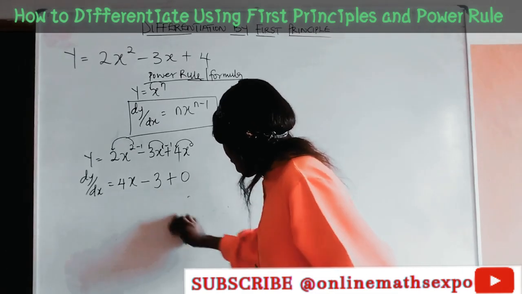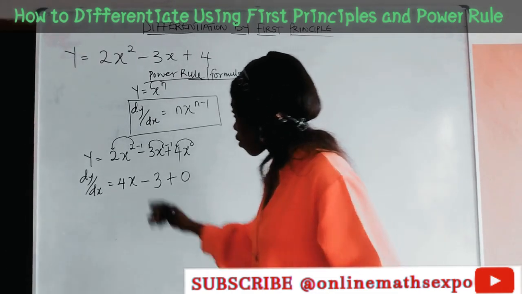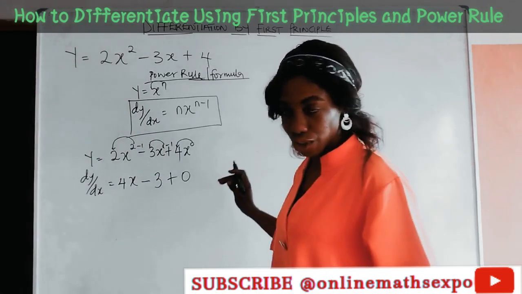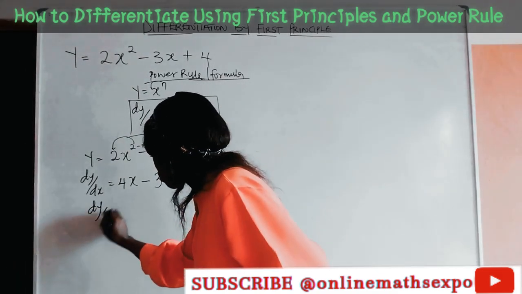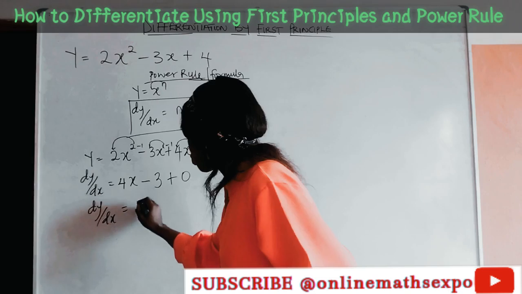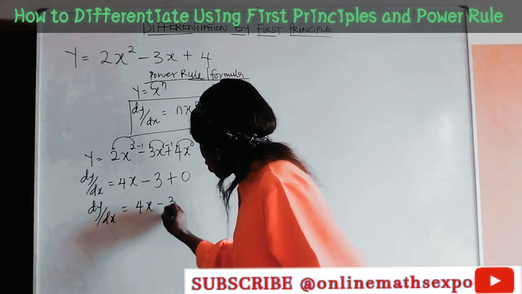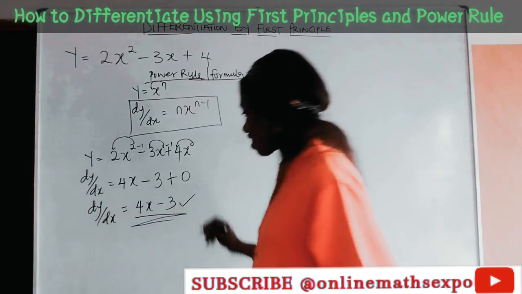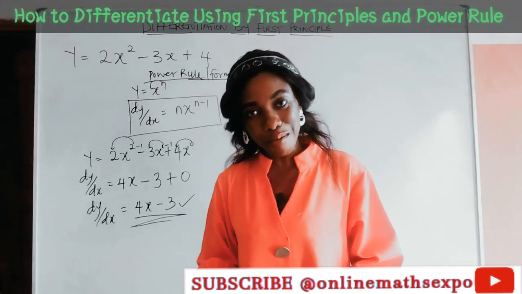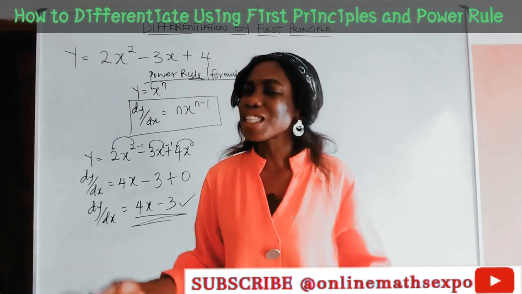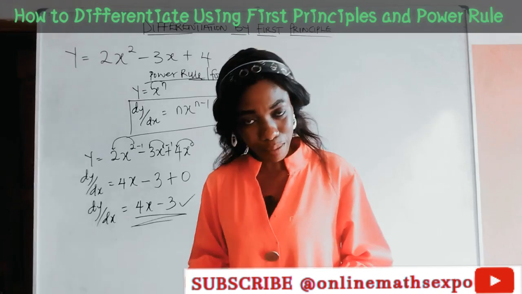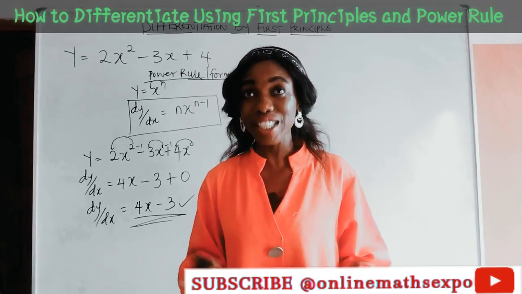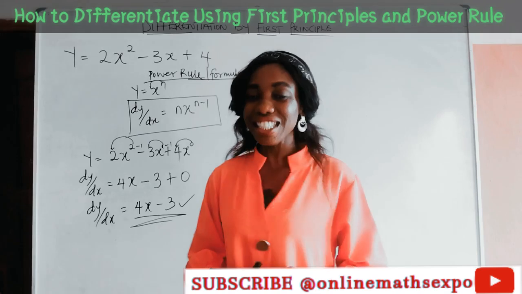So can we gather what we have here now? It means that for us to differentiate this particular function, our dy dx will be equal to 4x minus 3, and that is our answer. That is for using your formula or your power rule. What if the question wants us to use our first principle? Are we going to run away from it? No. So join me. Let's see how to do it.